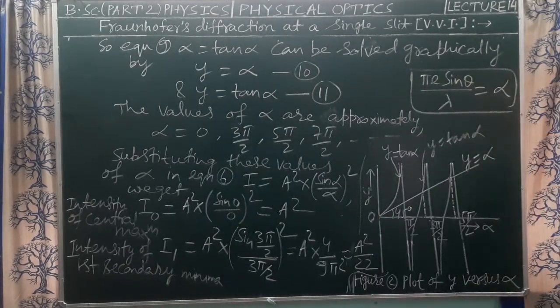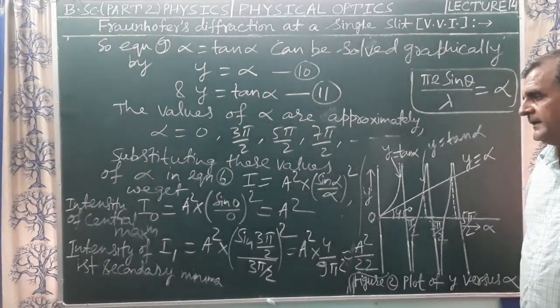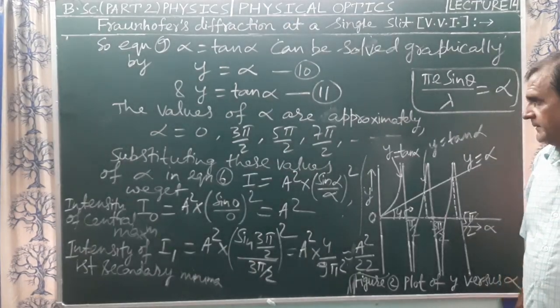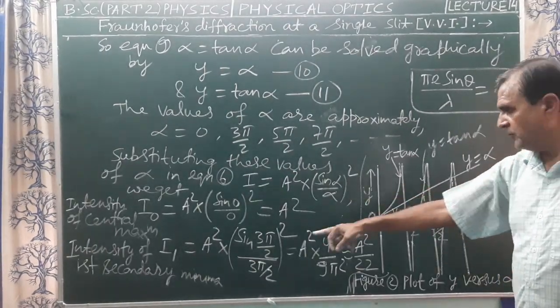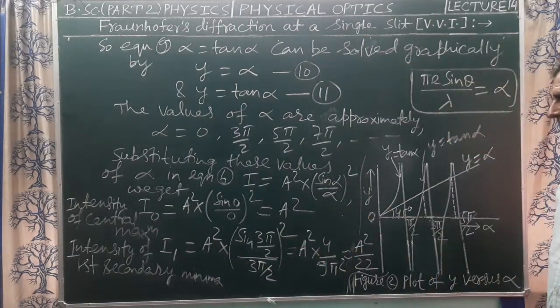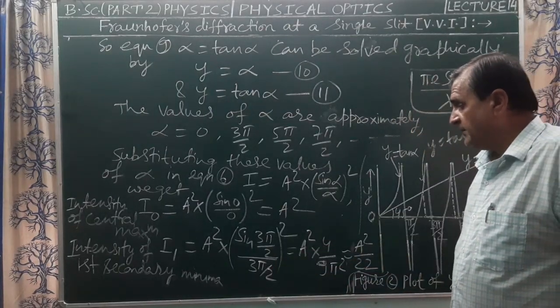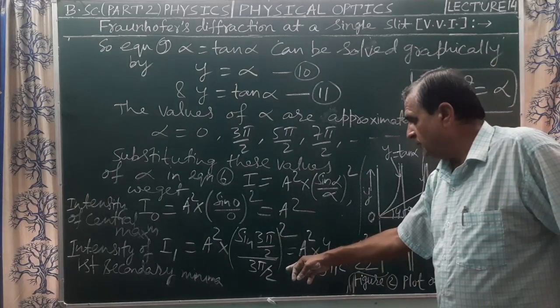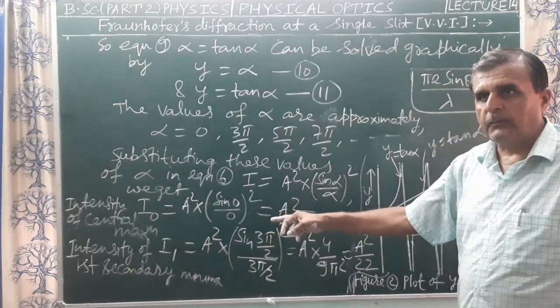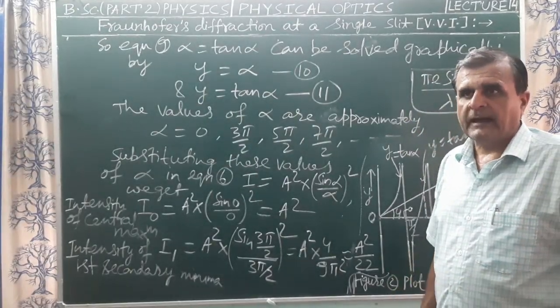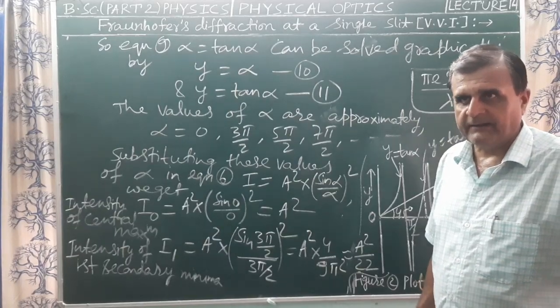Where we put the value of alpha, that is direction of maxima, as 5 pi by 2, we will obtain the intensity of second secondary maxima. It will be I2 equal to A square, sin 5 pi by 2 upon 5 pi by 2, the whole square. Sin 5 pi by 2 is equal to 1, and 5 pi by 2 square is 25 pi square by 4, that will be equal to 4 upon 25 pi square into A square, and it will be approximately A square by 61 after substituting the value of pi square as 9.86.